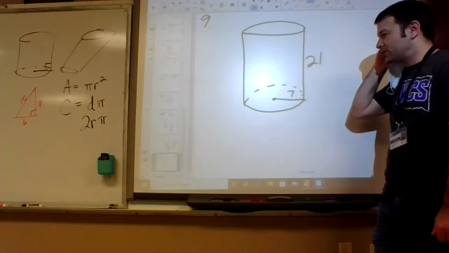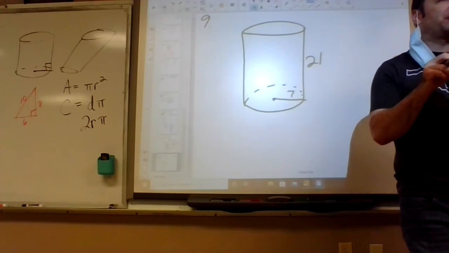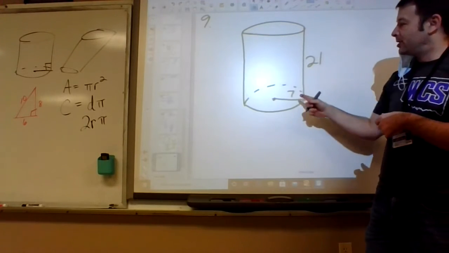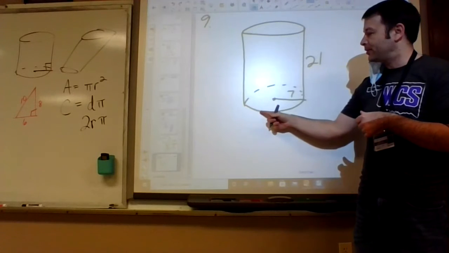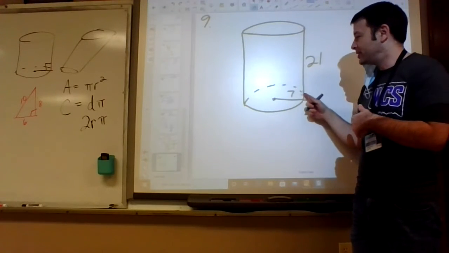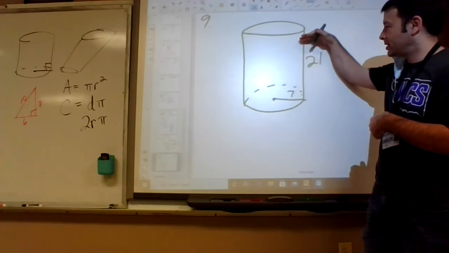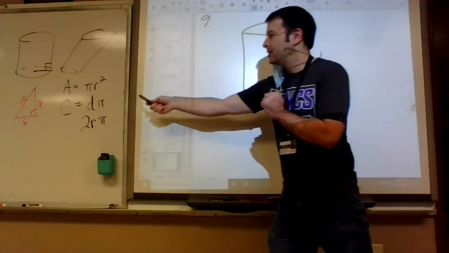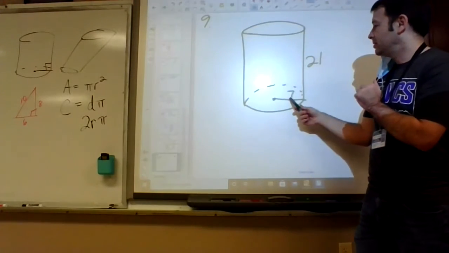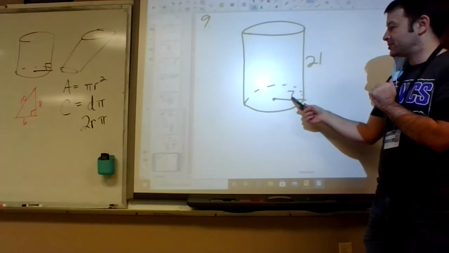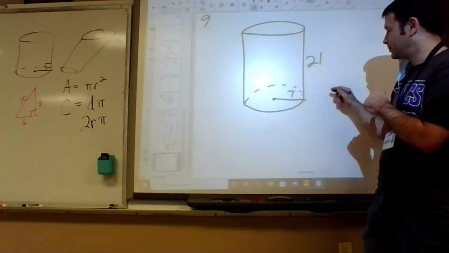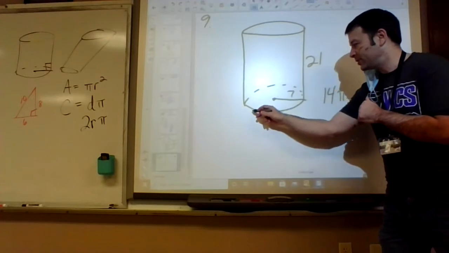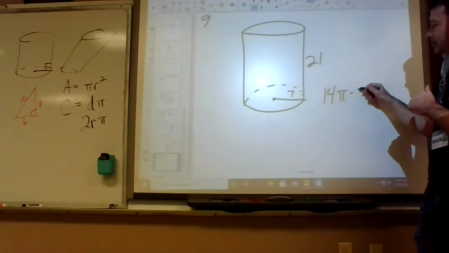Okay, so just like on prisms we did the perimeter times the height. On this, instead of perimeter, we call it the circumference. That's what we call it on circles. So we need the circumference times the height. How do I find the circumference of a circle? Diameter times pi. So it'd be 14 pi, because this is the radius, 7 times 2 is 14. So 14 times pi is the circumference. Take that times the height, 21.